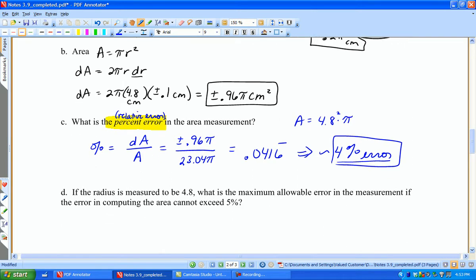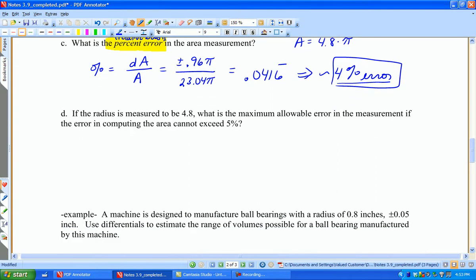Okay, if the radius is measured to be 4.8, what is the maximum allowable error in the measurement of the radius? That's of the radius. If the error in computing the area cannot exceed 5%. Okay, so I know if it's off by plus or minus 0.1, we can be off by 4%. But suppose I say, well, you know what? I'm okay even being off by as much as 5%.